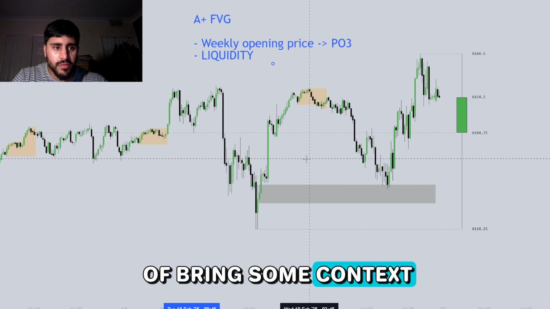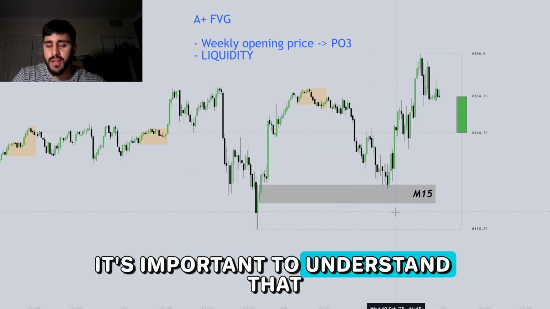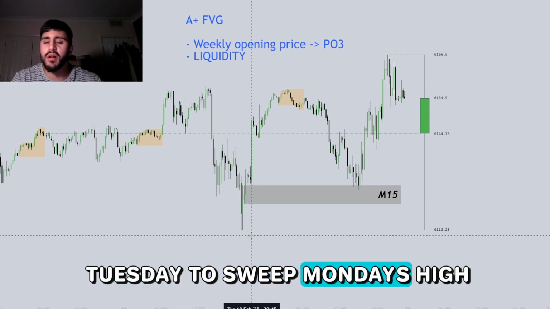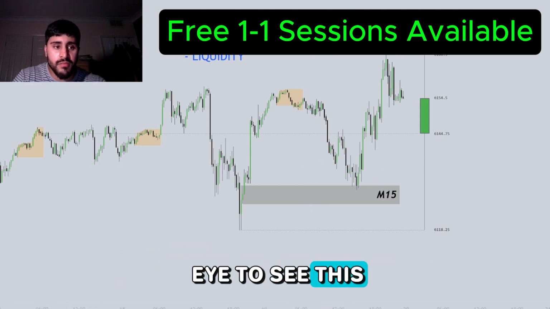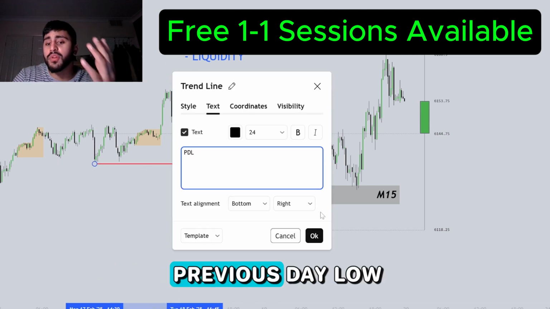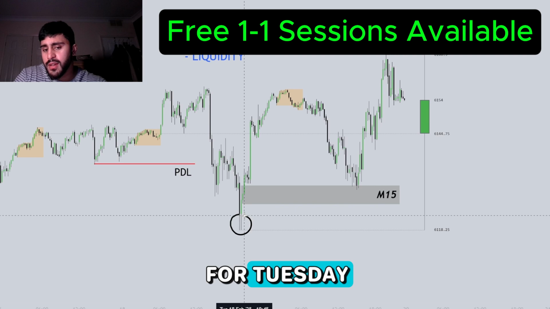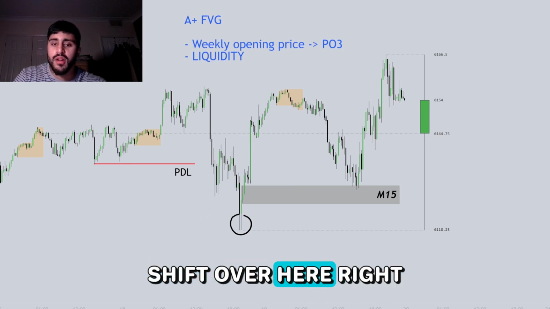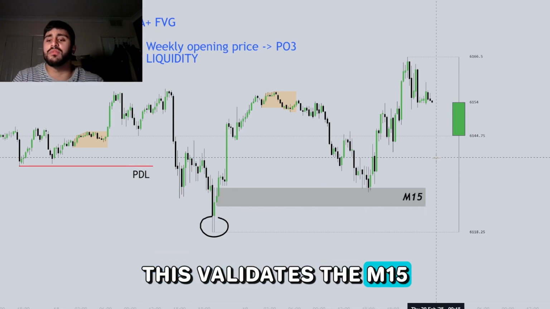So just to bring some context, this is ES on the 15-minute time frame. My fair value gaps are always on the 15-minute time frame. It's important to understand that. Now, once you have that in place, what you are looking for essentially is Tuesday to sweep Monday's low. This is something that happens almost every single week, and you need to learn to train your eye to see this. So here we have Monday's low over here, right? I'm going to call this the PDL or the previous day low. Once you have your previous day low swept, you're typically looking for Tuesday to take out Monday's low like this before giving you some internal market structure shift over here, right? This is very, very important to understand. Once you have a previous day low sweep, this validates the M15 fair value gap.